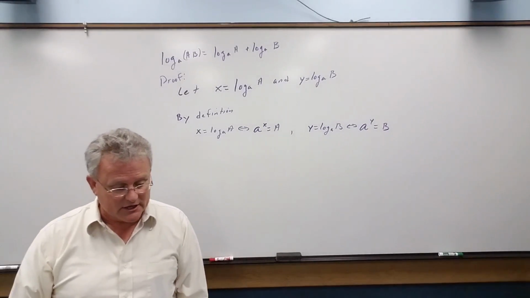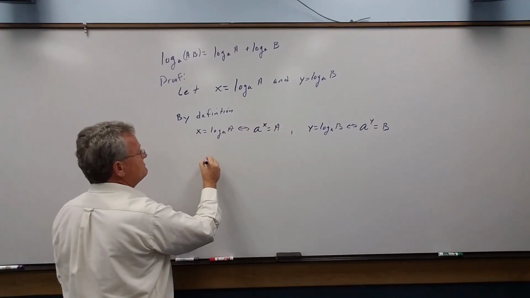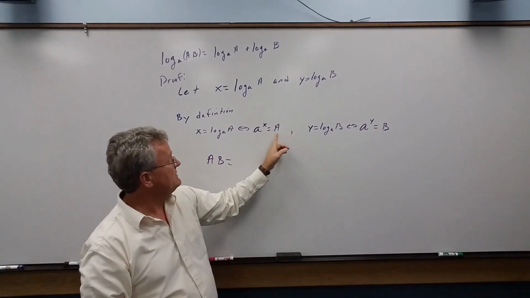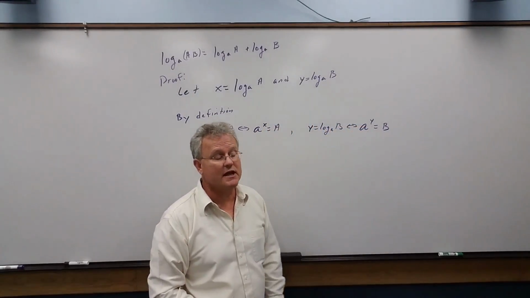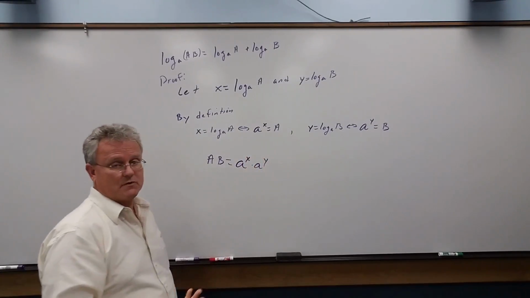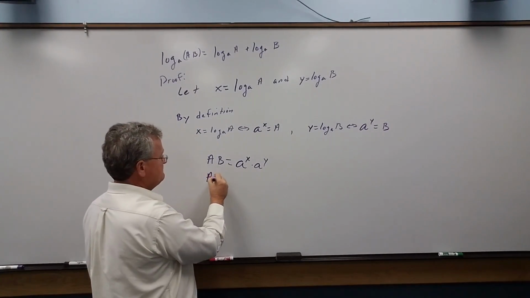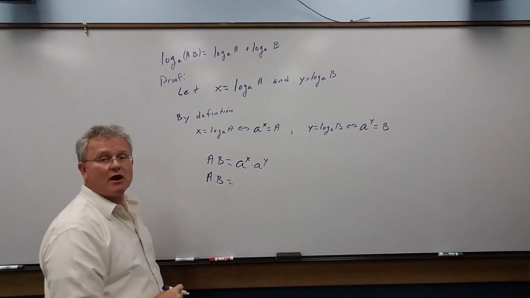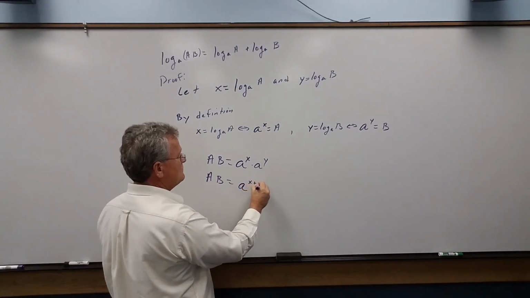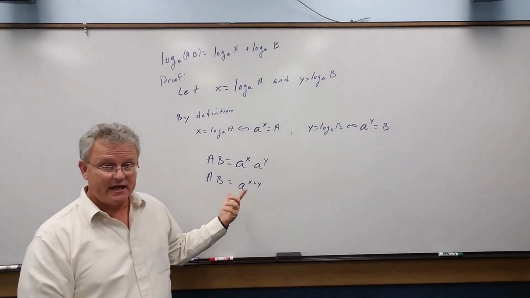Okay, so now let's take the product. Let's look at capital A times capital B. Capital A times capital B has to equal a to the x times a to the y. Here we know the properties of exponents. This we can write as a to the x plus y. We add the exponents.